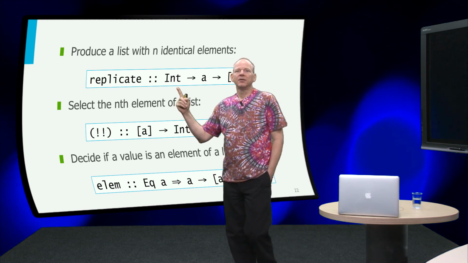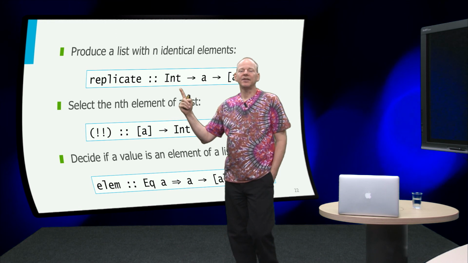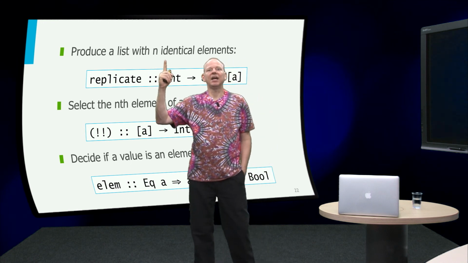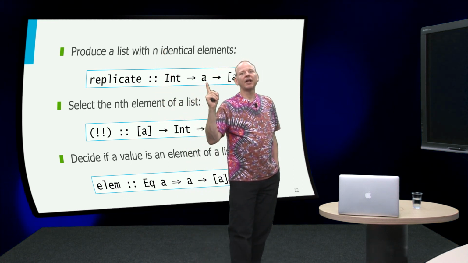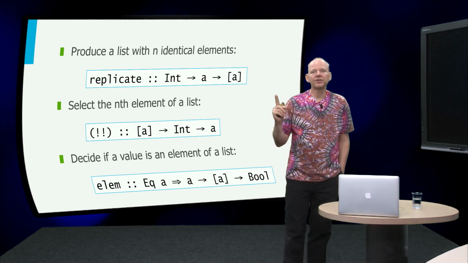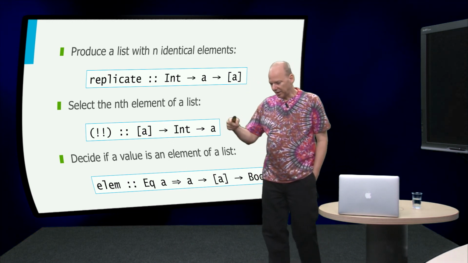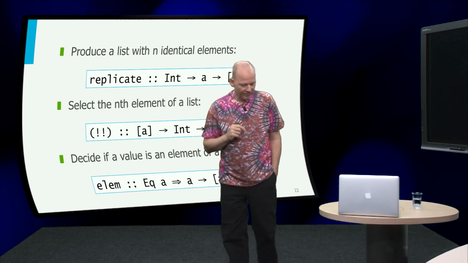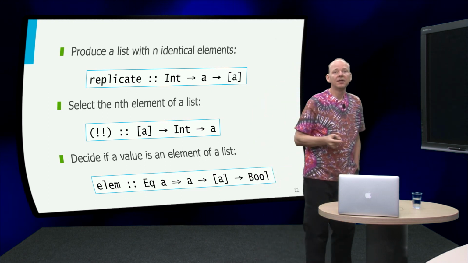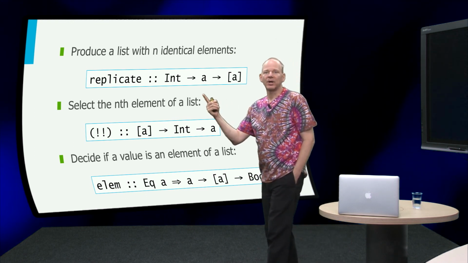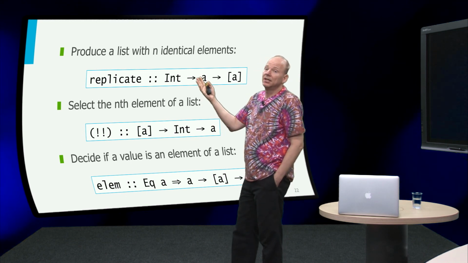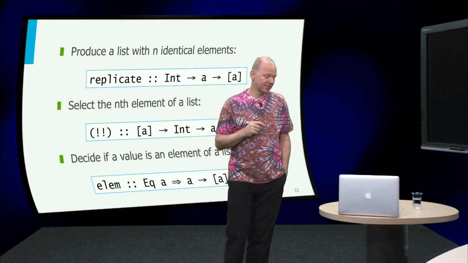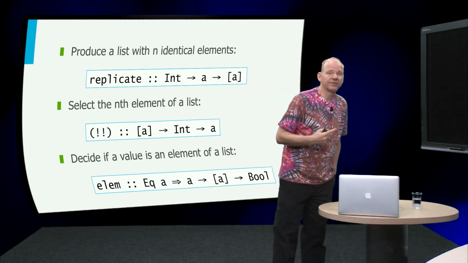It says, produce a list with n identical elements. So that's a function that takes an integer, which is the n. Then it takes a value, a, and it should return a list of n copies of that value a. So how do we do that? Well, we don't recurse over this a, and we have to build a list. So what we have to do is define this recursively over the structure of this integer.